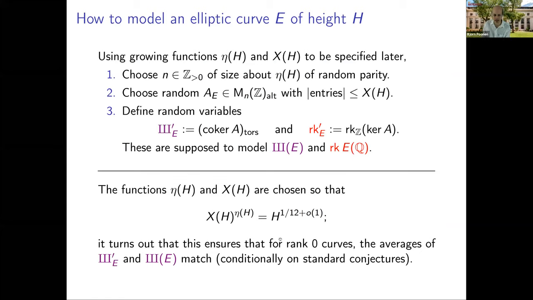It boils down eventually to the size of the real period of an elliptic curve of height h. And you can show that the size of the real period is something like h to the minus 1/12. And then if you plug that into the Birch–Swinnerton-Dyer conjecture, that has to be compensated by the size of Sha in order for the conjecture to hold. And so that's kind of where it comes from.